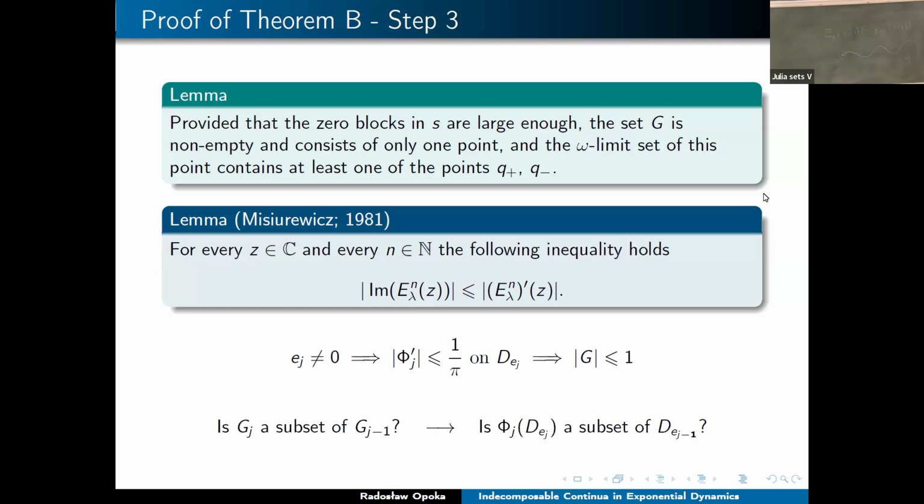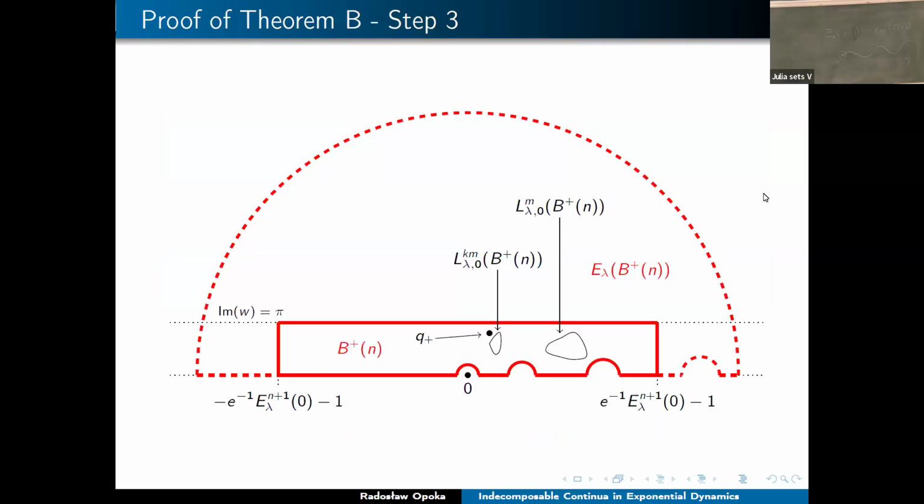It's almost the end. But we want to prove that this is non-empty and in fact contains one element. So we have to prove that this is in fact a nested sequence, that Gj is a subset of Gj minus 1. This is the same as asking if phi j on Dj is a subset of Ej minus 1. And the proof is on this image.